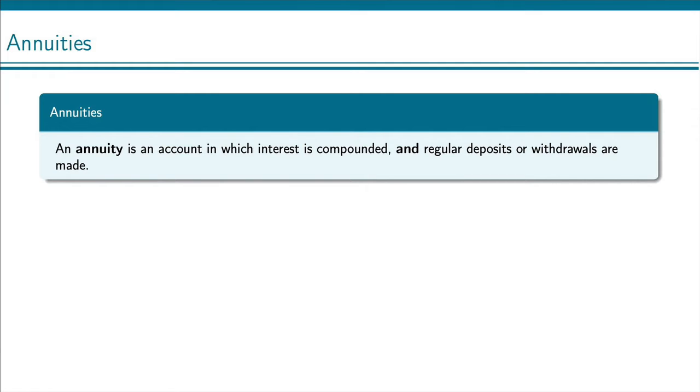Or you could have, in the other way, you could be taking withdrawals. You could have a large amount of money in an account that makes interest, but you regularly take money out of that. And so while it shrinks because you take money out, it also grows because of interest. So those are examples of annuities.